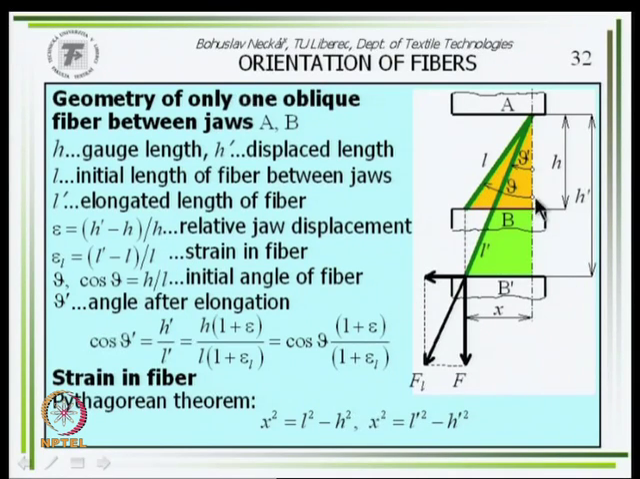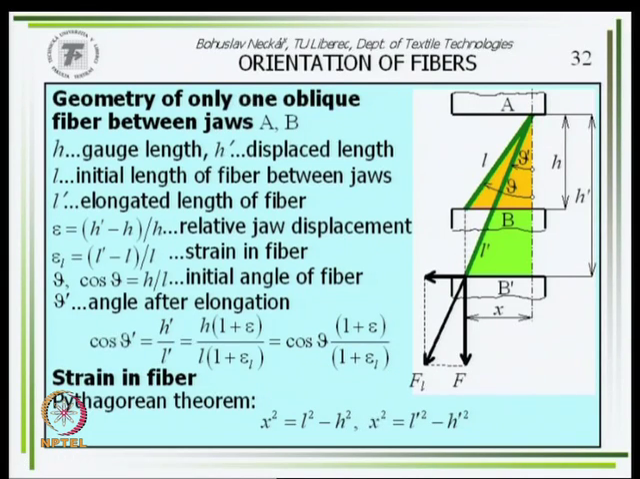The starting angle theta: it is possible to write that cosine theta is h by L, which is shown from the figure. The final angle theta dash is the angle after elongation, which is similarly from the picture here, h dash by L dash. And because h dash is h times 1 plus epsilon, and L dash is L times 1 plus epsilon_L, the fiber strain, then we can write that cosine theta dash is cosine theta, the starting angle, times this ratio, 1 plus epsilon by 1 plus epsilon_L.